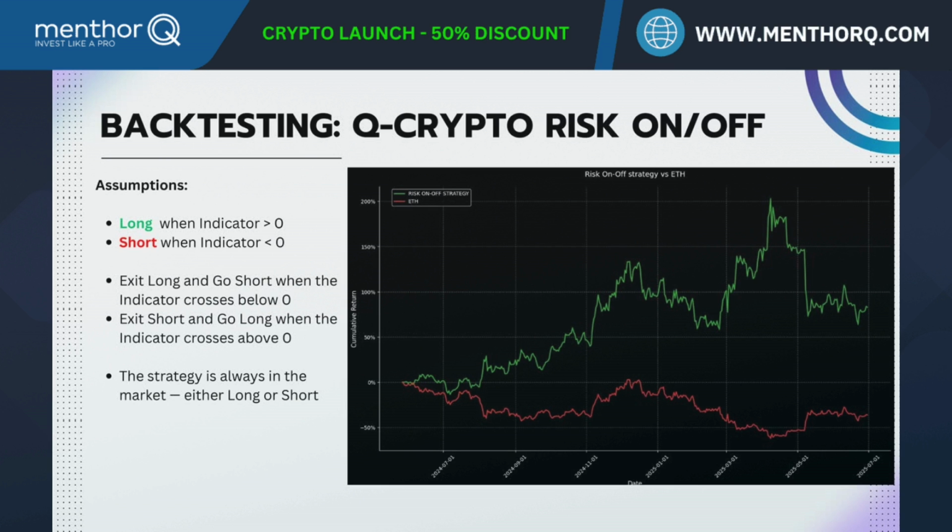And again, this is a very, very simple exercise. So as you can see here, we have the risk on, risk off strategy versus Ethereum. While Ethereum underperforms for the past 6 months, the strategy actually had a peak of almost 200%, and now is obviously at around 80 or 90% return based on the indicator. So that's very simple, using simply the indicator crossing above 0 or going below 0.